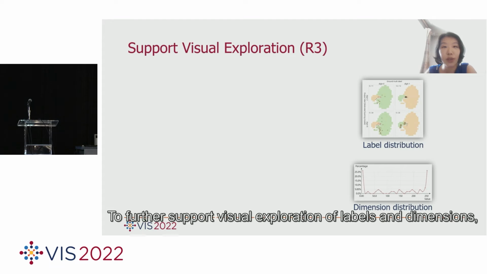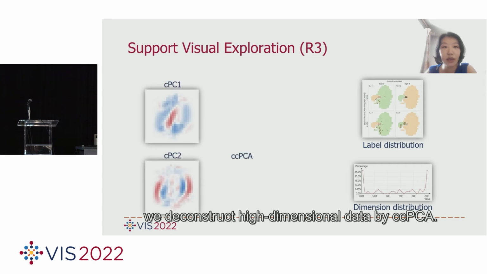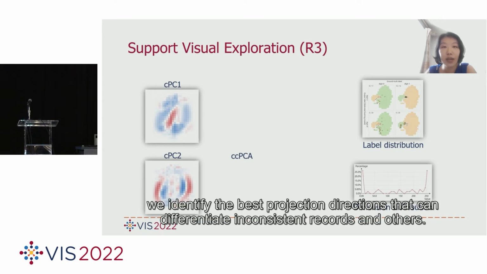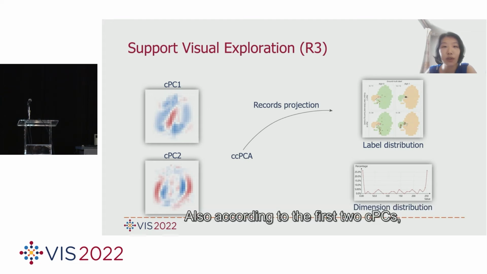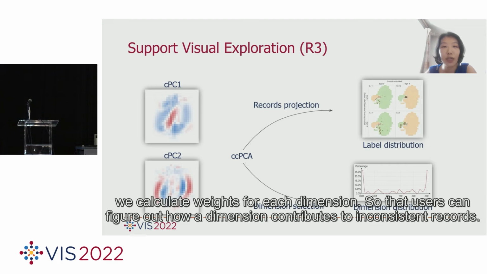To further support visual exploration of labels and dimensions, we deconstruct high-dimensional data by CCPCA. According to the first two CPCs of CCPCA, we identify the best projection directions that can differentiate inconsistent records and others. Also, according to the first two CPCs, we calculate weights for each dimension so that users can figure out how a dimension contributes to inconsistent records.